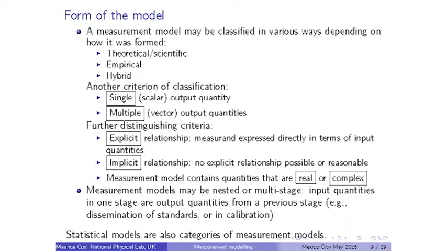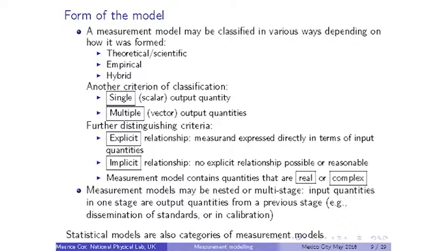Form of the model. The measurement model can be classified in various ways, depending on how it was formed. Often we have a theoretical or scientific model. We have a law, such as Ohm's law, such as E equals mc squared. There are many other laws occurring throughout physics. They form a theoretical basis or a scientific basis of the model.